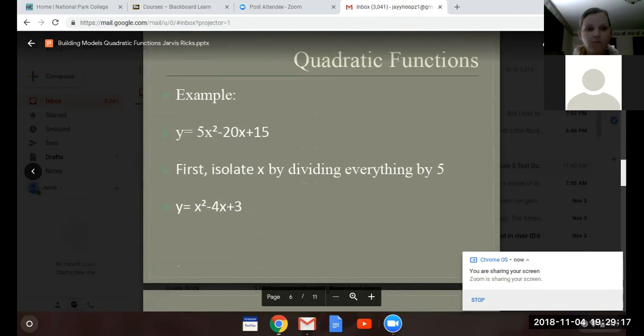To show an example of how a quadratic function is graphed, I'll use the equation y equals 5x squared minus 20x plus 15. First, you must simplify by dividing everything by 5. So you divide 5x squared by 5, 20x by 5, and 15 by 5. That will give you y equals x squared minus 4x plus 3.